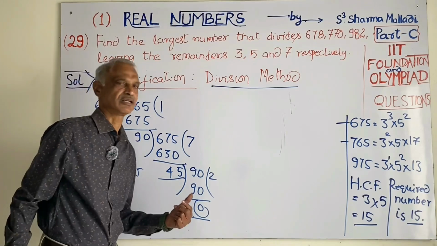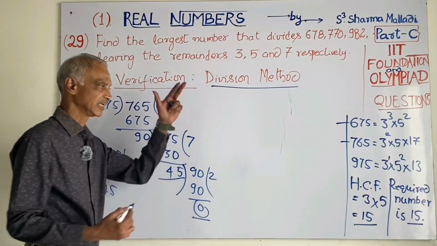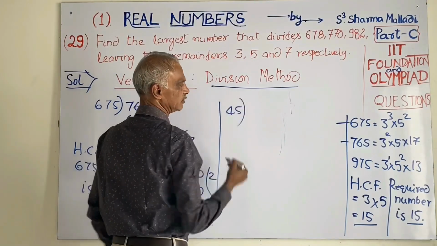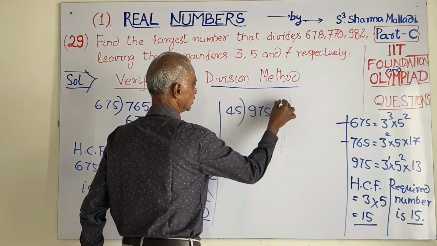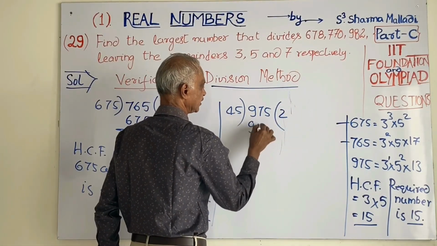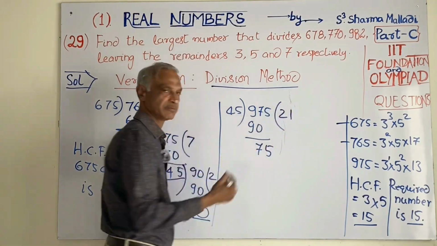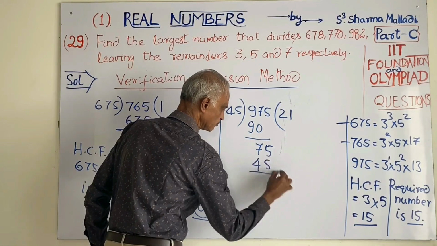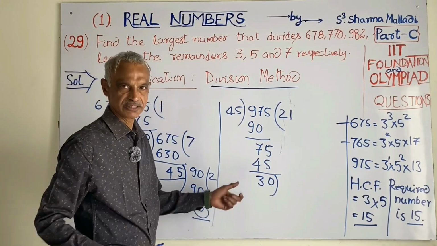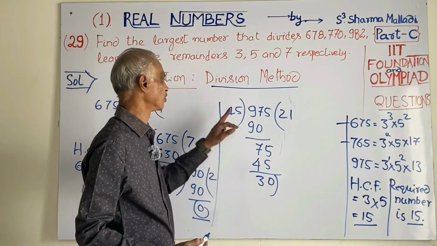Again we have to do division with 45 and 975. You will get the HCF of these three numbers. You take 45 and divide 975 with 45. 2 times you get 90, then you get 45, one time it will go, you will get 45, and 75 minus 45 you get 30. As the remainder is not 0, again you have to divide 45 with 30.